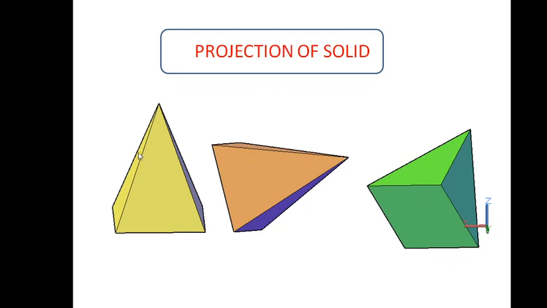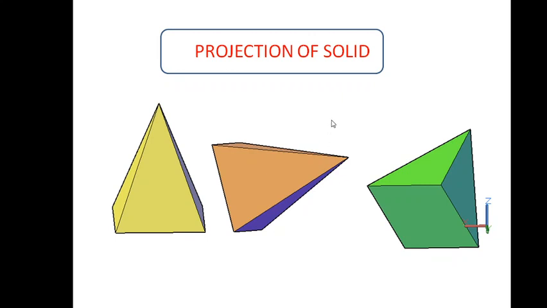Welcome everyone. In projection of solids, we have to be most careful about the initial condition of the solid. That means the solid is kept in which plane, whether it is kept on the horizontal plane or on the vertical plane. In the current view, it is given that the solid is resting on the horizontal plane on its base, so that the top view will be the true shape of the base, and the front view will be the triangle.